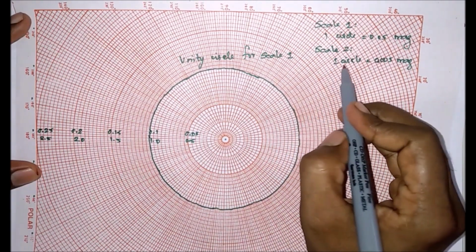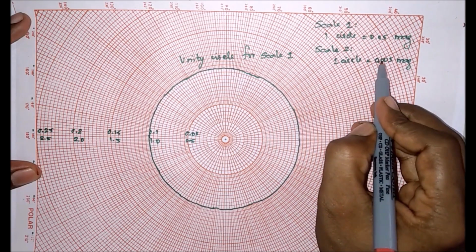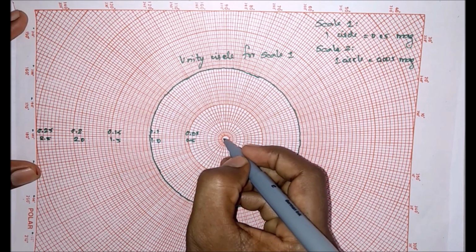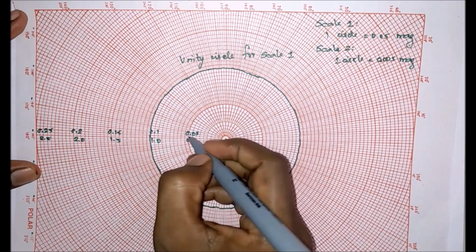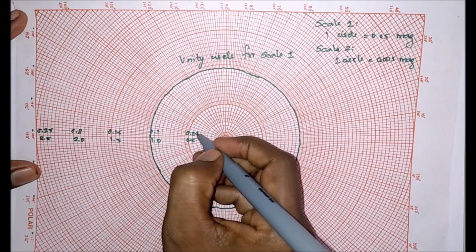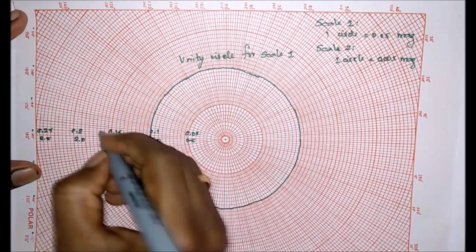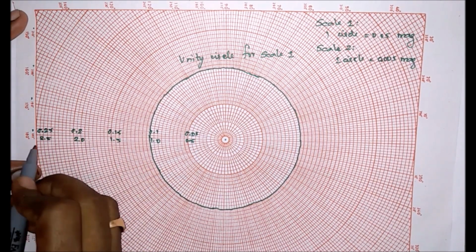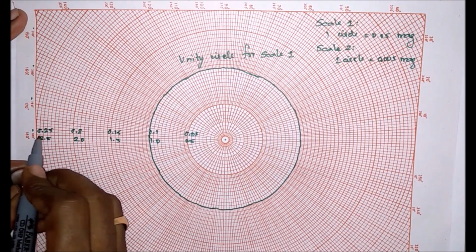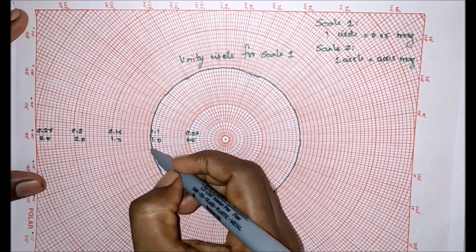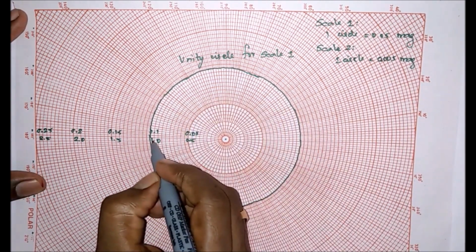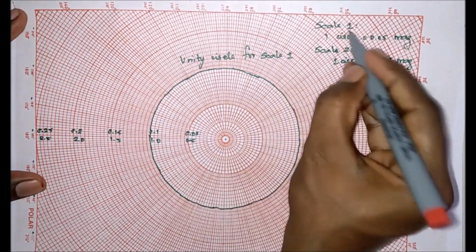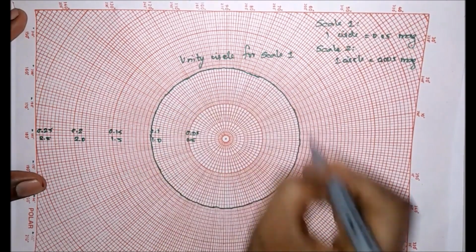Then for scale 2, we are going to consider one circle equal to 0.005 magnitude. Suppose one light circle equals 0.005, which means after 10 circles the dark circle will be 0.05. It means this will be 0.1, this will be 0.15, this will be 0.2, this will be 0.25. So we have marked the magnitude in the polar plot and I have drawn the unit circle also. I have considered this 1.0 as a radius. Then I have marked the unit circle for scale 1, based on scale 1.